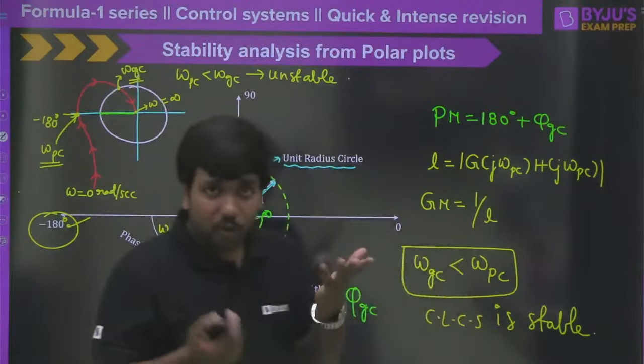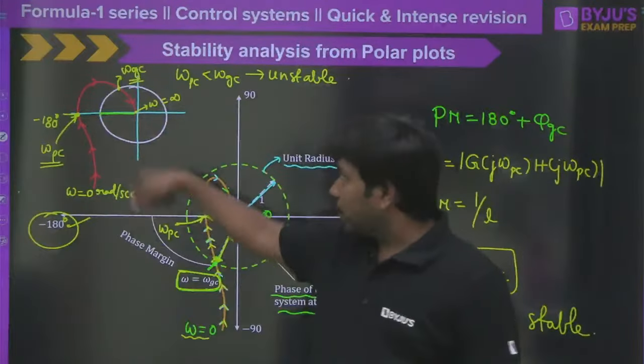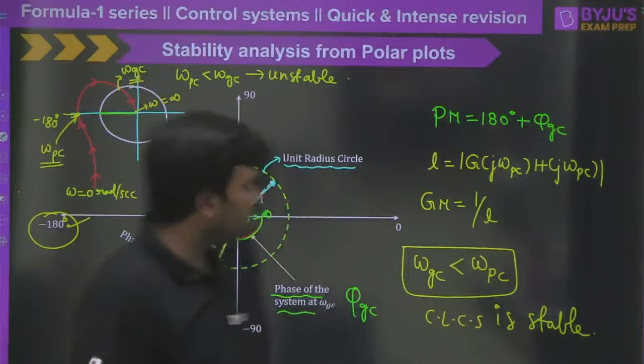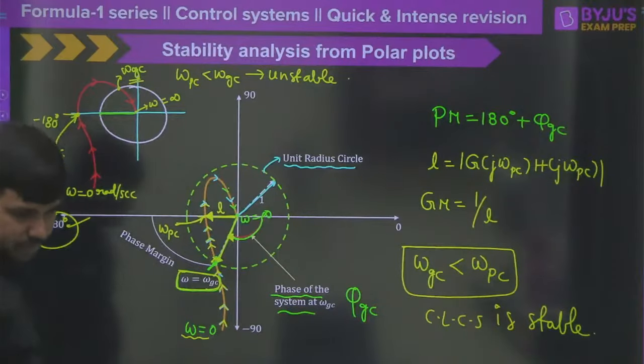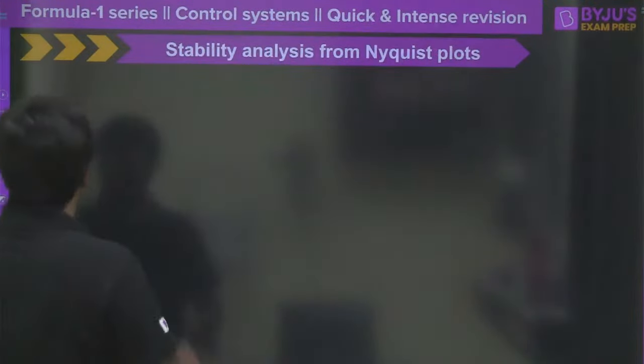Yes. See, now you need not calculate all these things. Directly we will be able to say by looking at the graph whether the system is marginally stable or unstable. Have you understood these concepts clearly or not? Please let me know. Yes, sir. Interesting. Right. Now the stability analysis from the Nyquist plot.